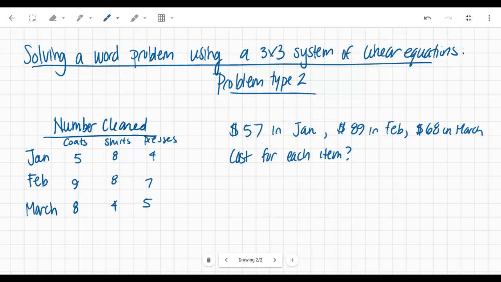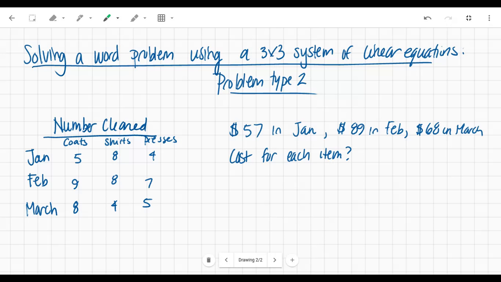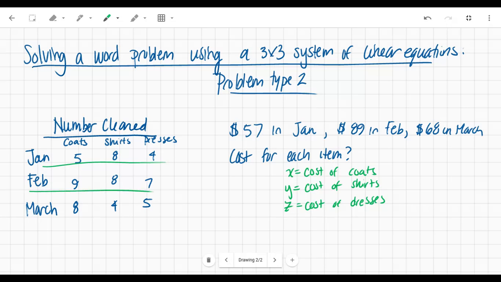Okay, so if you remember with our word problems, what we want to do first is figure out what your answer needs to look like. Okay, the cost for each item. So X will be the cost of coats. Y will be the cost of shirts. And Z will be the cost of dresses. Okay? And then our rows are going to give us our total: total in January, total in February, total in March.